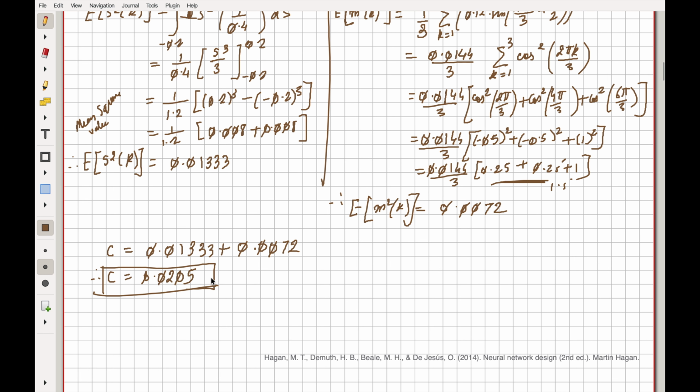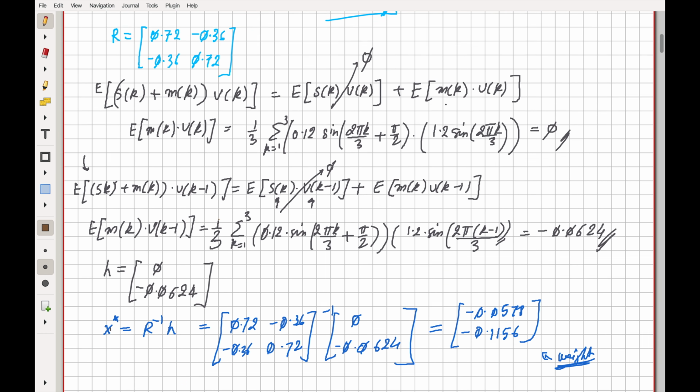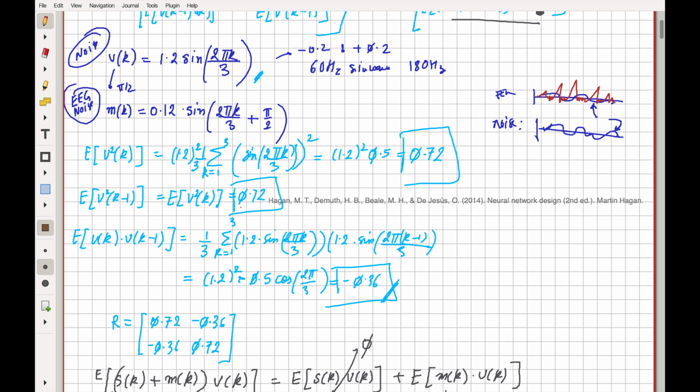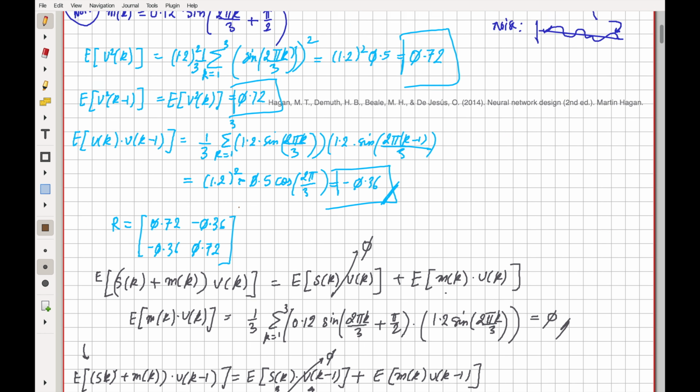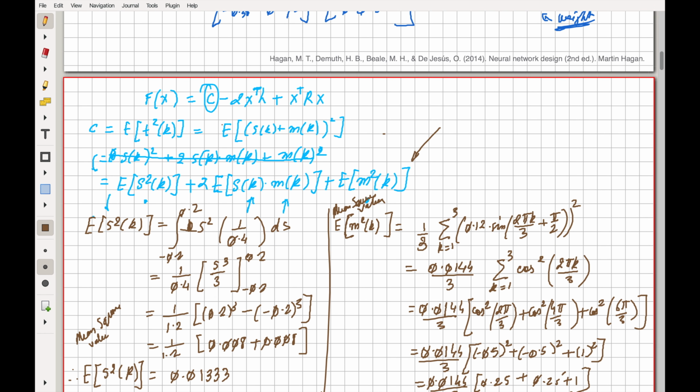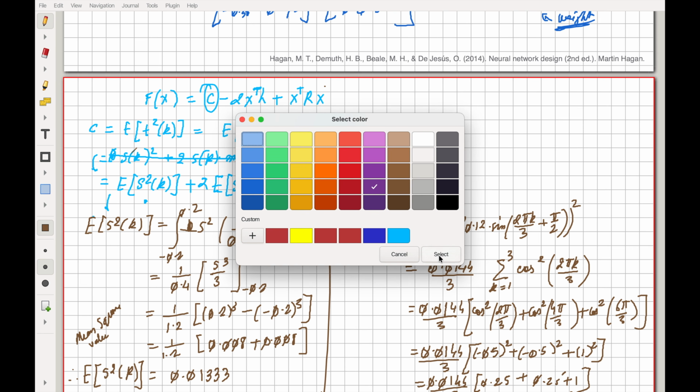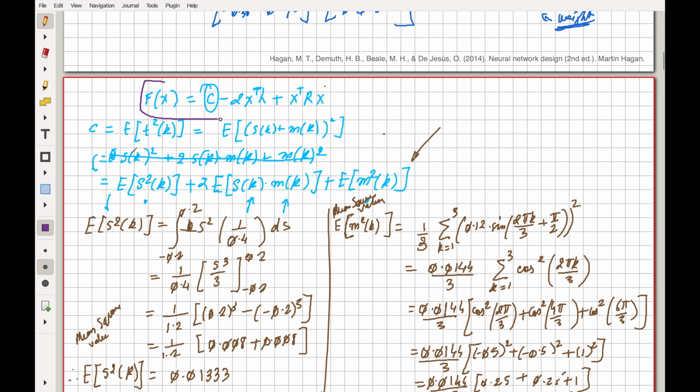Now we have the R, C, H, X, we have everything. So we can now put everything in the final equation that we have. So where is our Taylor series? Right, this one. So we can put everything now in this equation right here.